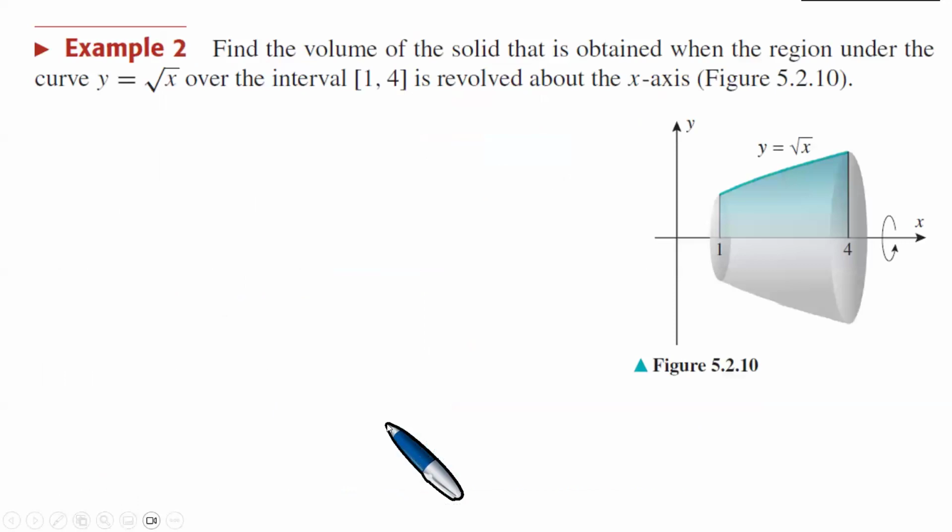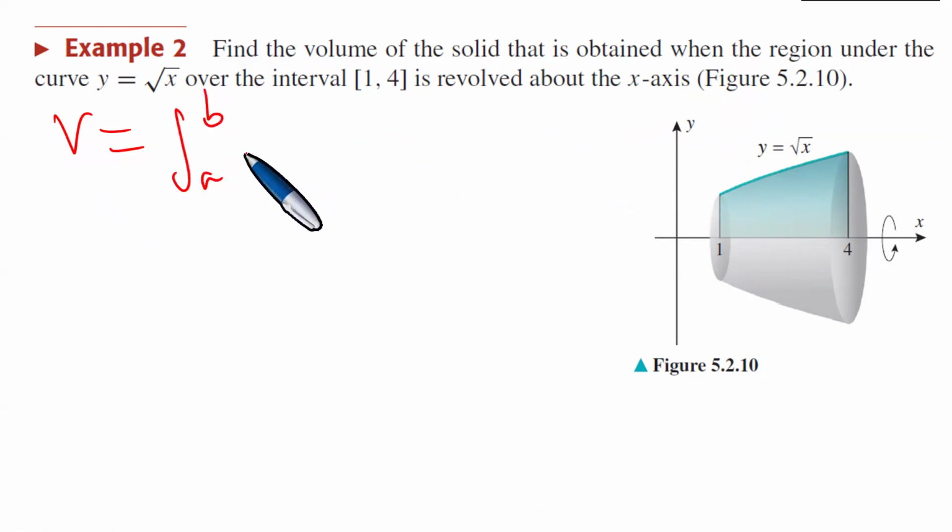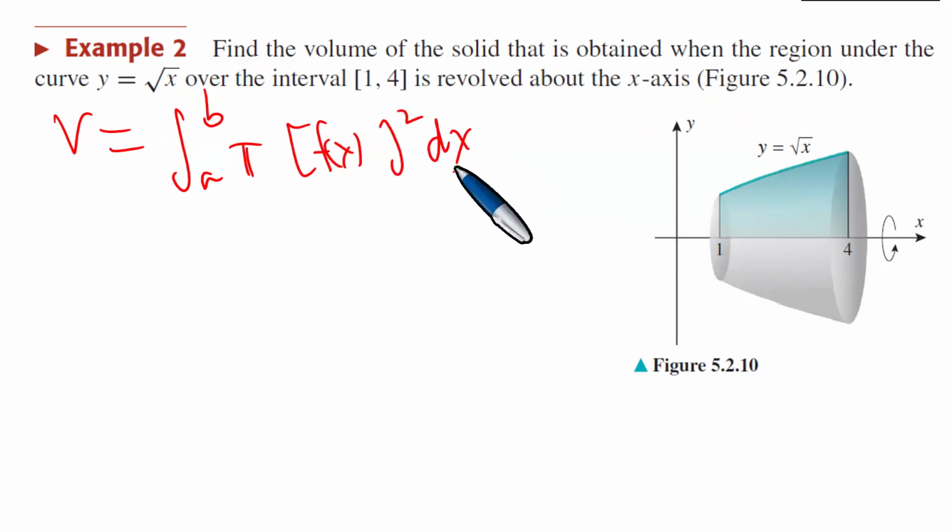Let us do an example before we look at the task. Find the volume of the solid that is obtained when the region under the curve y equals the square root of x over the interval 1 to 4 is revolved about the x-axis. We revolve this one about the x-axis. Let us find the volume. So the volume is the integral from a to b of pi f of x squared dx.